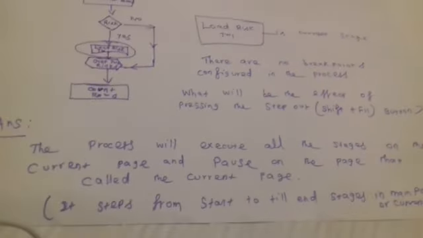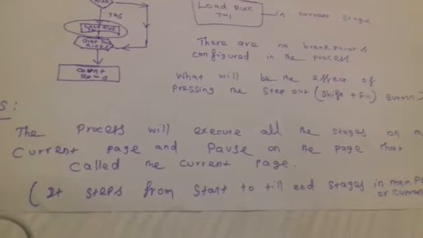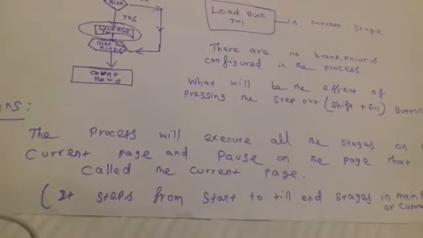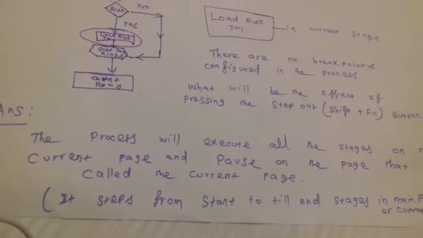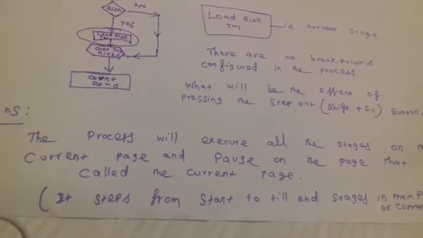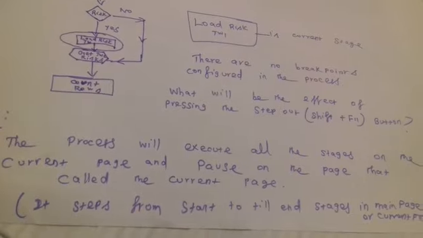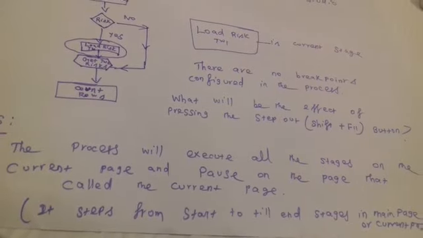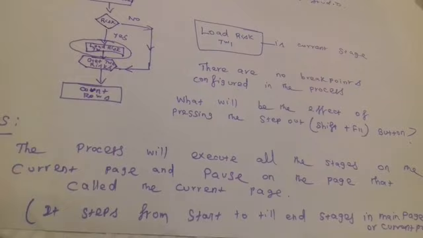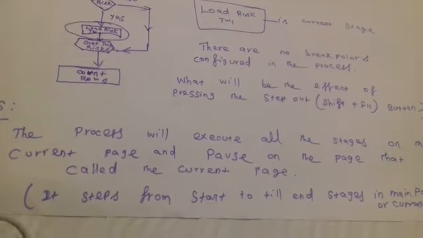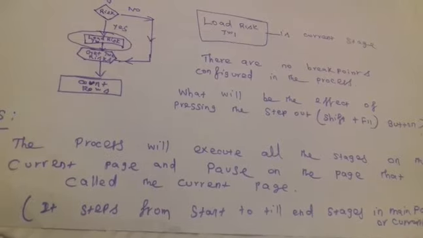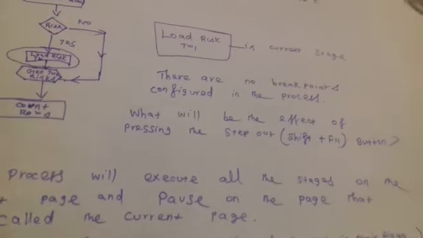Usually when we use step out, it means this button, Shift F11. Whenever I don't want to go through each and every stage inside the page, and I want to run over only the stages in the current page, that is the time I go for the step out or Shift F11 button.